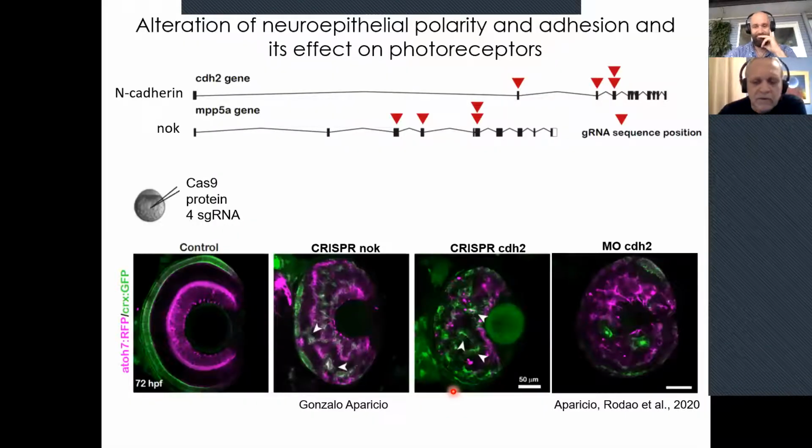So just to finalize, to end, to show you some things related to these polarity proteins, and particularly I will talk to you about N-cadherin, which is CDH2, and this is the slide just to show you that I'm going to show you results from morpholino studies, but we have done the same thing with CRISPR mutants, and essentially the phenotype is exactly the same.